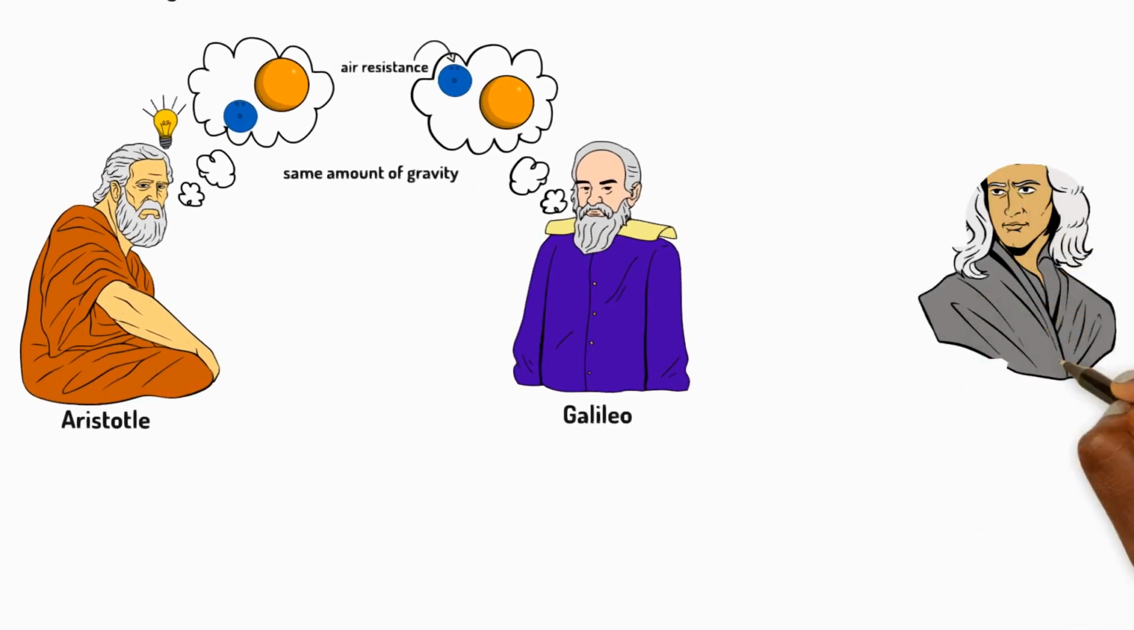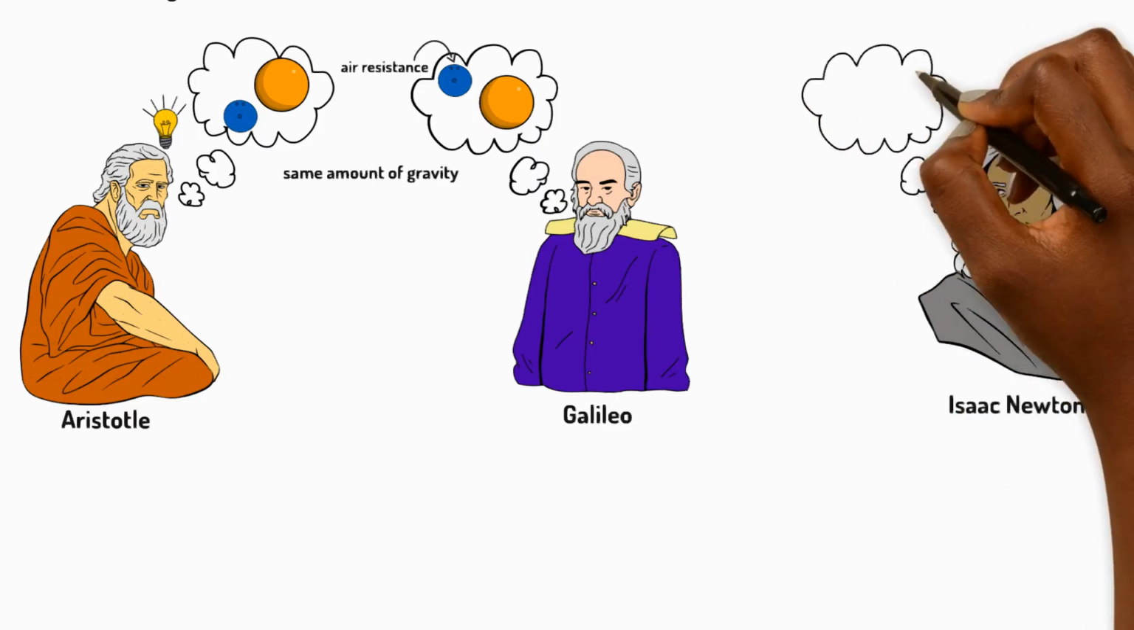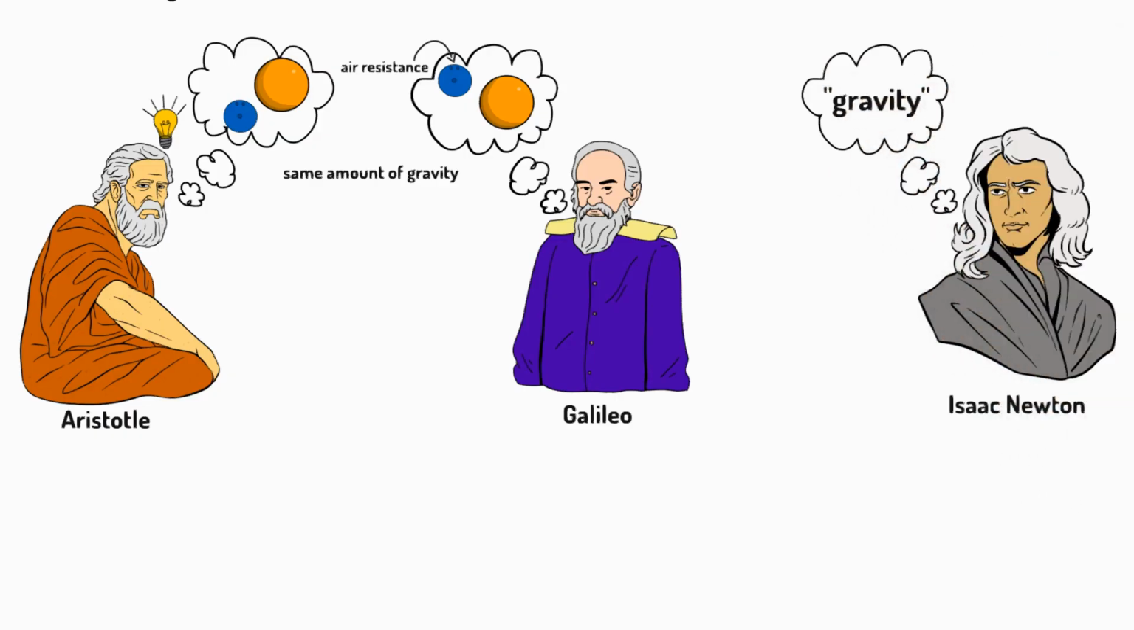Isaac Newton expanded on Galileo's work. He explained in detail why objects fall to the ground in the first place. He came up with the term gravity and used it to describe an invisible force that pulls objects towards each other. Newton also used maths to make predictions about gravity and its behaviour.